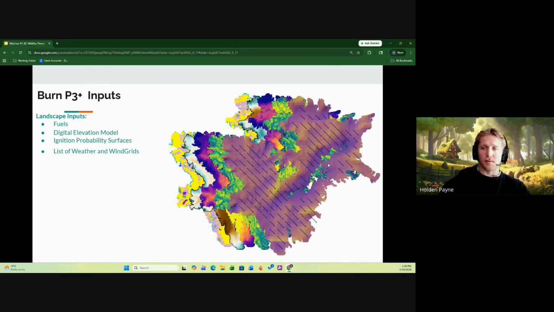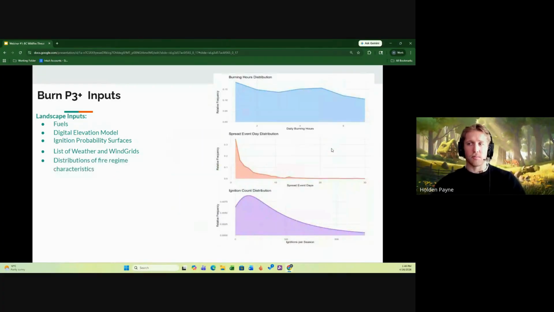And then in the model, it takes a list of weather data, extreme weather, that I talked about earlier, and then also our wind grid. So how does wind interact with the terrain all across BC? Does wind increase upslope, or is it decreasing down a valley slope during certain heating or cooling periods? And so accounting for that is crucial for how Prometheus, which is the fire growth model, tends to burn fires in the model. And those are those fire regime characteristics that I was talking about earlier.